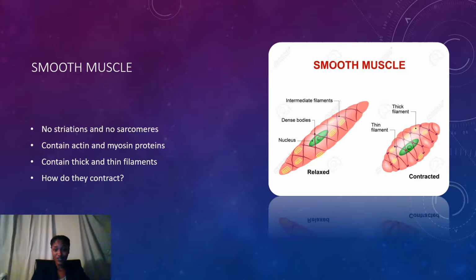Smooth muscle cells, as you can see here, have no striations, no sarcomeres. They contain actin and myosin proteins, thick and thin filaments. And these thin filaments of the smooth muscle cells are anchored by dense bodies. These dense bodies are analogous to the Z disc of the striated cells that are found in cardiac and skeletal muscle cells.